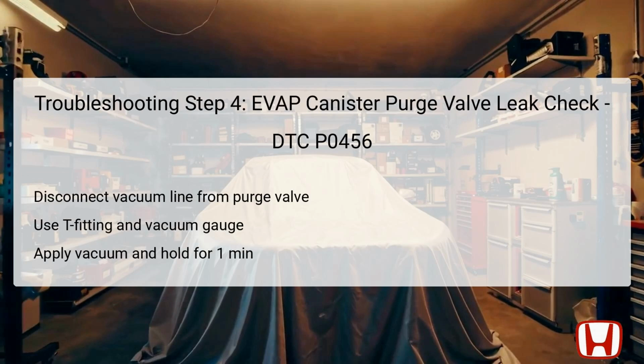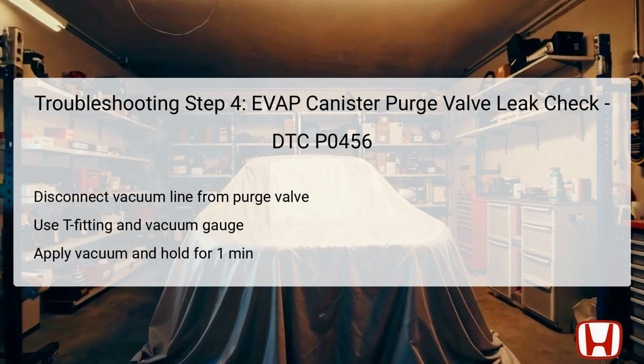The fourth step involves testing the EVAP canister purge valve for leaks. Disconnect the vacuum hose from the purge valve. Then connect a T-fitting, vacuum gauge, and vacuum pump rated from 0 to 30 inHg. Apply about 2 kilopascals or 0.6 inHg of vacuum, slowly. Then observe whether the vacuum holds for at least 1 minute.